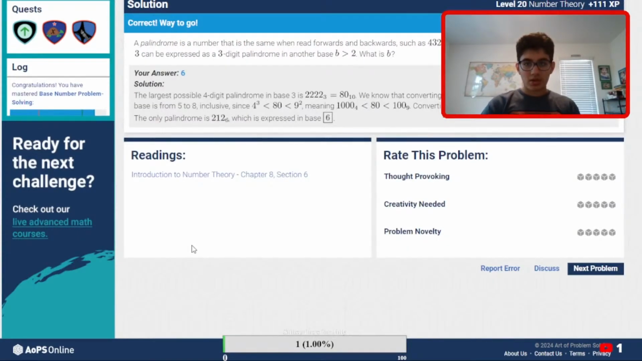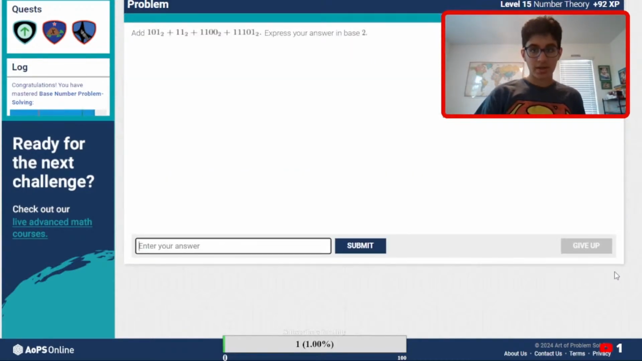We know that converting 8 to 10 will result when the base is from 8 to inclusive. Oh, okay. They just converted, which actually makes so much more sense because you know it's 80. That was kind of stupid, but okay. Fine. So you've got the answer now.